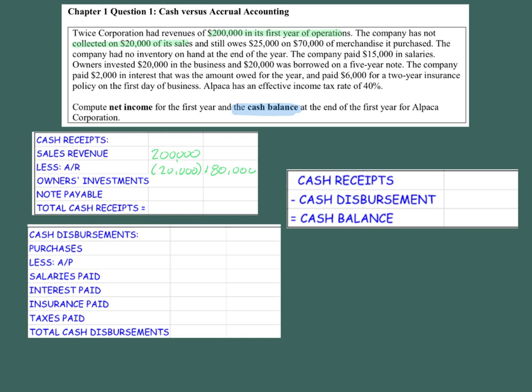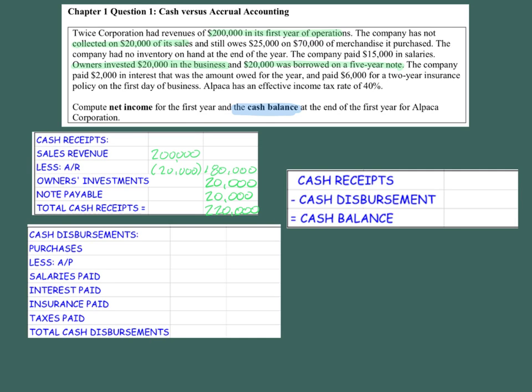Our next cash receipt comes down here where it says owners invested $20,000 in the business. So since they paid the business cash of $20,000, we will record that as a cash receipt of $20,000. Next, they also borrowed a 5-year note at $20,000. So since we borrowed $20,000, that's a cash receipt, money that came into the business, we will record that also as a cash receipt of $20,000. So that will give us our total cash receipts of $220,000.